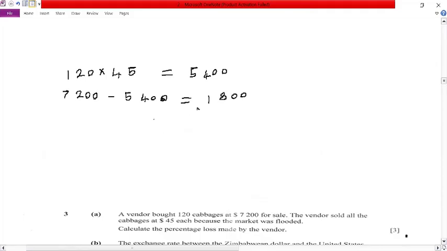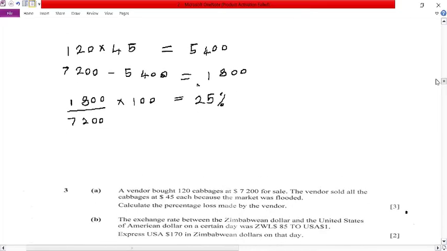Now to calculate the percentage loss, we're going to say the loss which the vendor made, which is 1,800, all over the starting value, which is 7,200, multiplied by 100. So this would give us a percentage of 25%. So the vendor made a loss of 25% because the market was flooded.